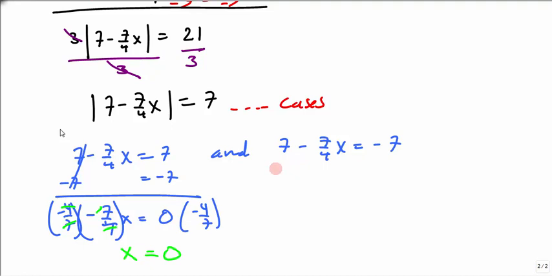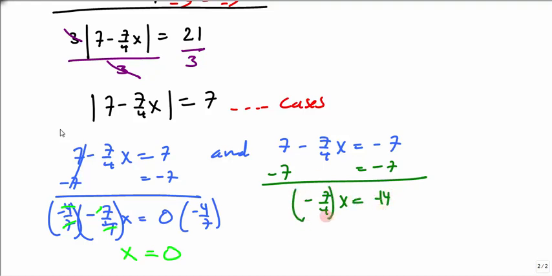And then over here on the right-hand side, I'll subtract 7 from both sides. I'll have -7/4 x equals -14. Multiply both sides through by -4/7. Whatever you do to one side, you do to the other. Everything cancels except for the x. A negative times a negative is a positive. 7 goes into 14 twice. 2 times 4 is 8. And remember, the two negatives became a positive. So I have two solutions here, x equals 0 and x equals 8.